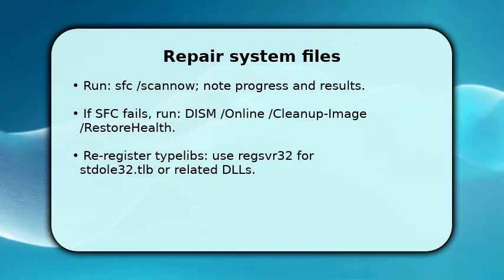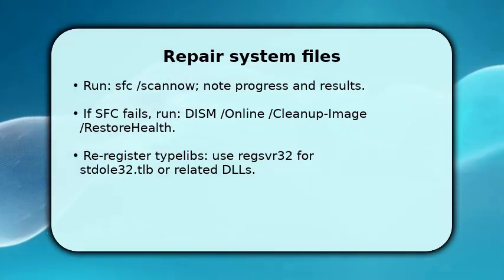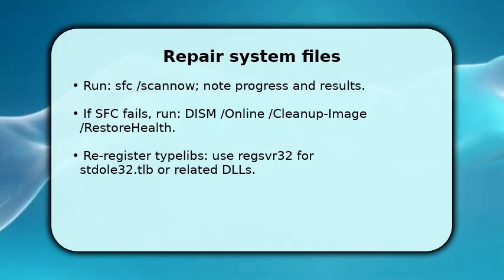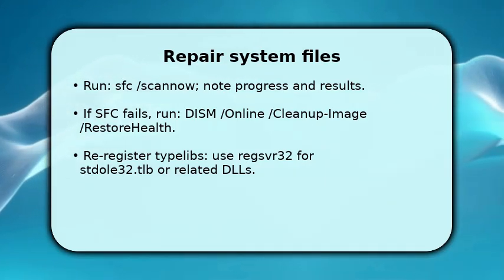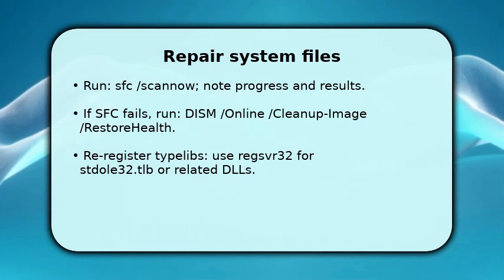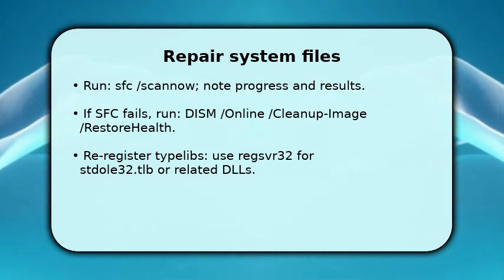Once system integrity is good, re-register typelibs using regsvr32 for Stdole32 related DLLs. This rebinds COM references. To finish, run an Office repair. Go to Settings, Apps, find Microsoft Office, choose Modify, then Quick or Online Repair.